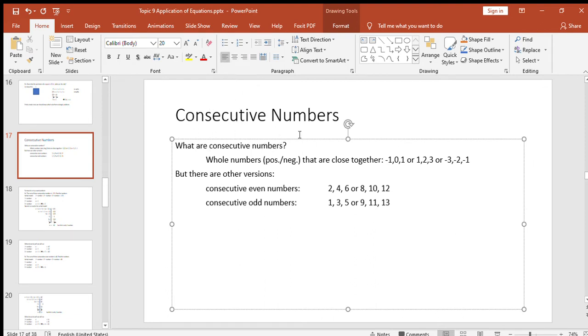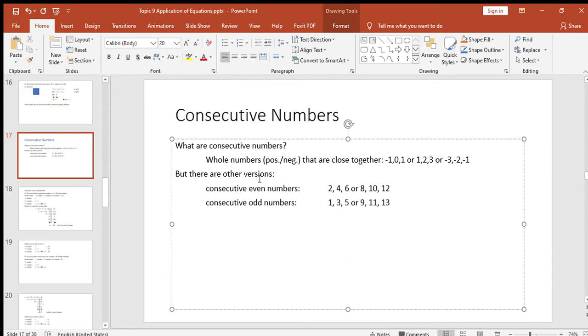This is a new concept, and we're talking about consecutive numbers. So, what are consecutive numbers? Well, they're whole numbers, either positive or negative, that are close together. They're like side by side. Examples are negative 1, 0, 1, or 1, 2, 3, or negative 3, negative 2, negative 1. You can even go higher or lower, as big as 20, 100, 101, 102, 103, negative 103, negative 102, negative 101, things of that nature. You kind of get it, right?